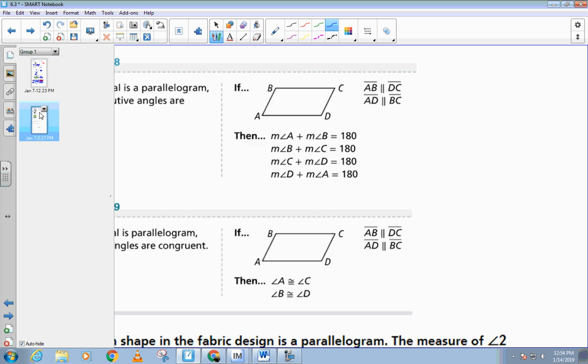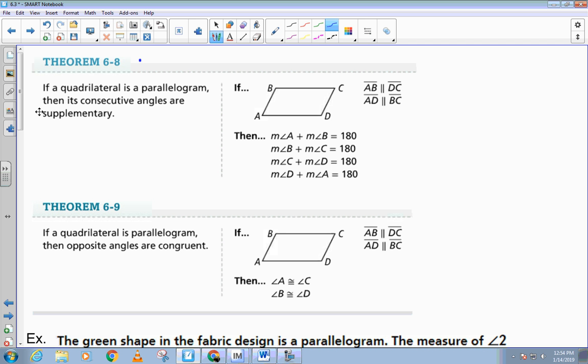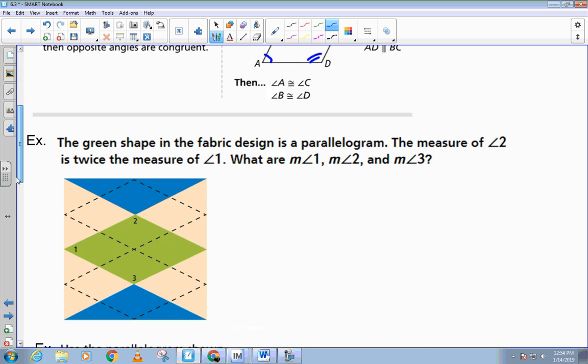So they wrote those as theorems. If the quadrilateral is a parallelogram, then consecutive angles are supplementary. And if the quadrilateral is a parallelogram, then opposite angles are congruent. So far, in a parallelogram, you have opposite sides are parallel, opposite sides are congruent, opposite angles are congruent, consecutive angles are supplementary. Okay? Alright, so let's look at this question.